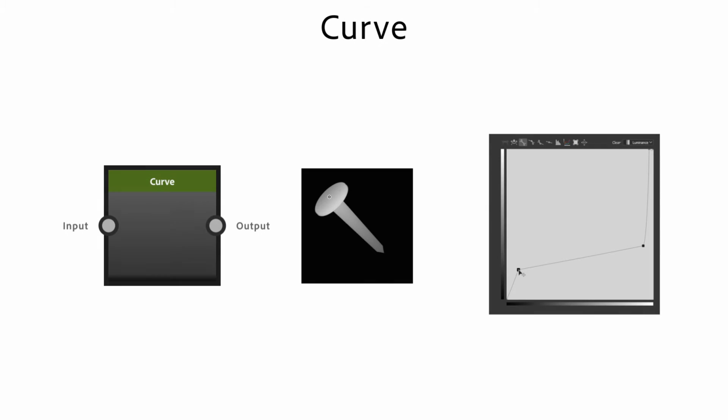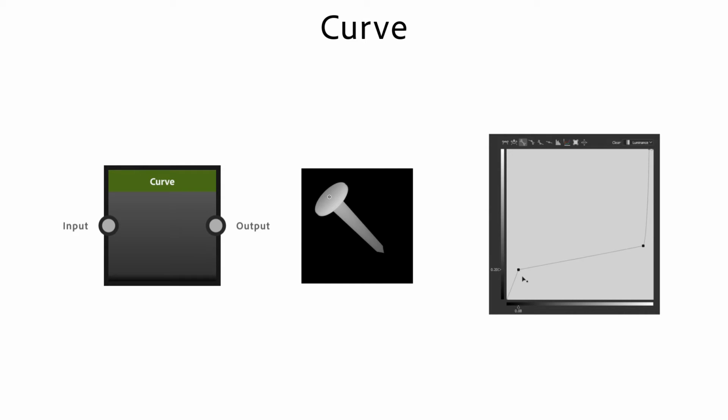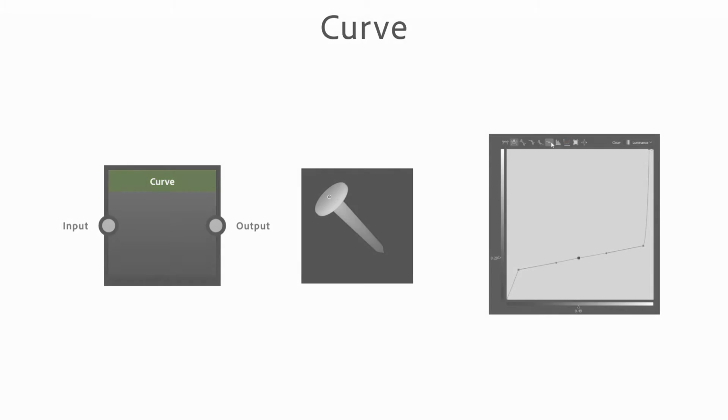The Curve node is used for image tonality remapping with a custom curve profile. You can place points and adjust Bezier curves to remap the input. You have more control over the handle mode by using the buttons on top of the view.